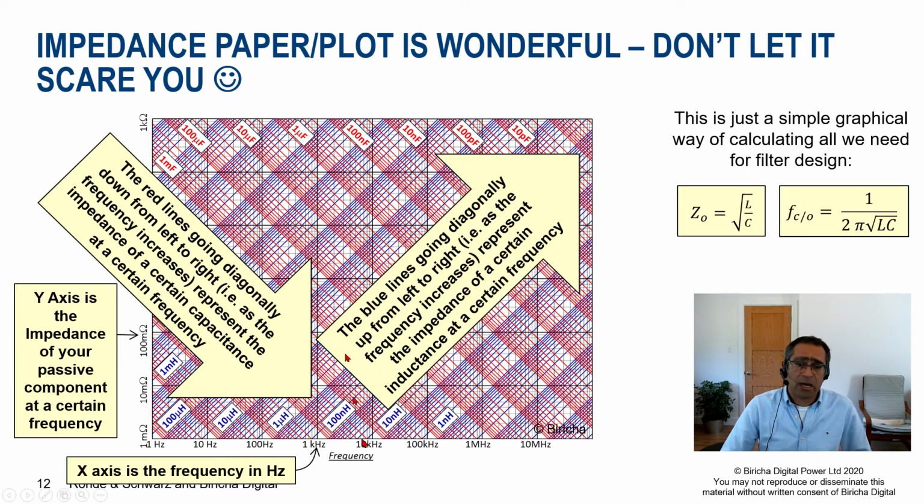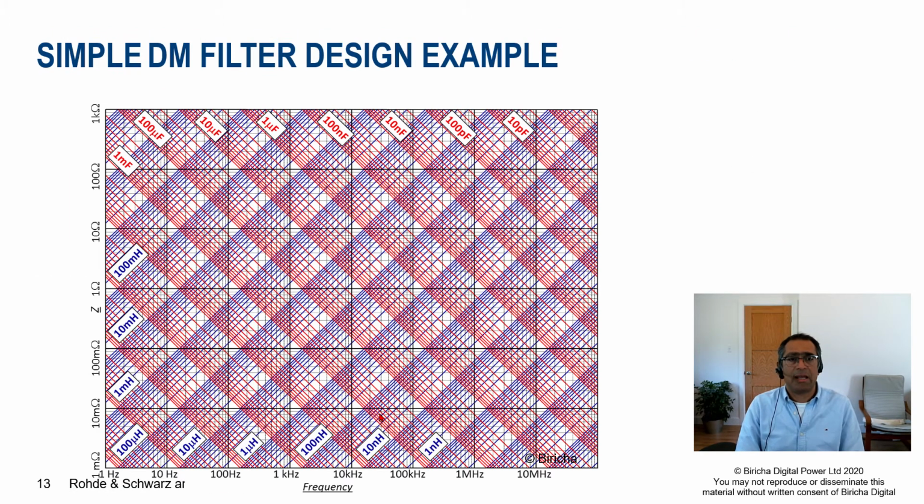Same applies to an inductor. I have got here the line for a 10 nanohenry inductor. We know that the impedance of the inductor goes up with frequency. So this diagonal line going up is the 10 nanohenry inductor, and its impedance versus the frequency. Now, based on this paper, I can very quickly design a filter, as we will do in the next slide.